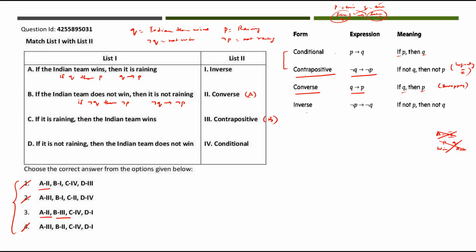What about C? If it is raining, if P, then the Indian team wins. It is then Q. This is the perfect conditional statement. P implies Q. C is mapping to 4. What about D? If it is not raining, if negation of P, then the Indian team does not win is negation of Q. So negation of P implies negation of Q is inverse. D will be mapping to 1. Option number 3, A2, B3, C4, D1 will be the right answer. With this we are completing Unit 1 questions.